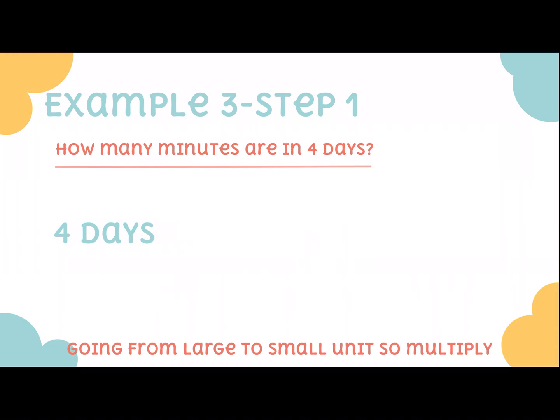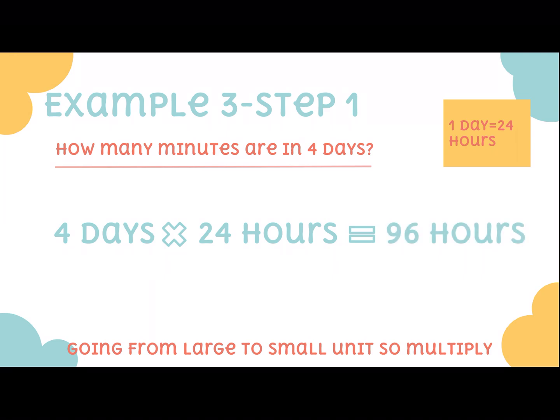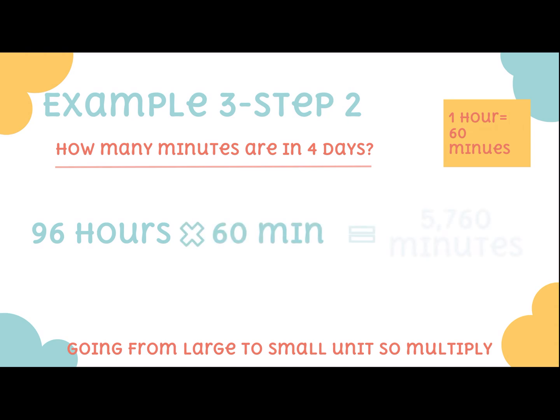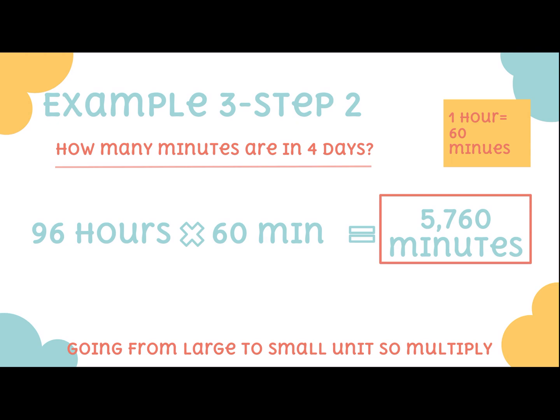So step 1 is going from days to hours. We're going to put up the conversion. 1 day is 24 hours. So we're going to multiply 4 days times 24 hours, which gives us 96 hours. So now we know that 4 days is equal to 96 hours. Now we can take that 96 hours and convert it to minutes. In 1 hour, there are 60 minutes. So we're going to multiply 96 by 60 minutes, and that will give us 5,760 minutes in 4 days. And that's the final answer.